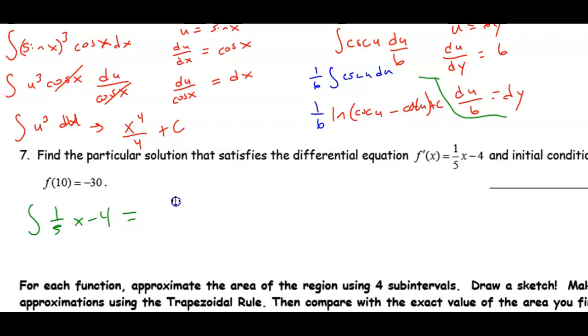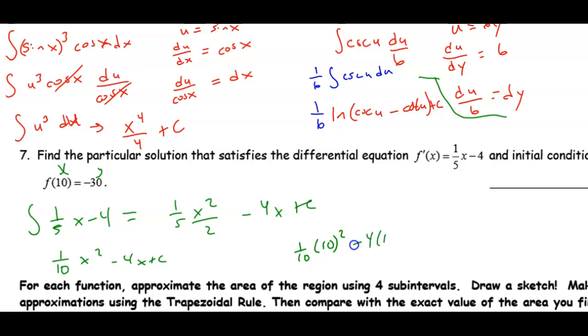So when I integrate that, that gives me 1/5 x squared divided by 2 minus 4x plus c, which we can definitely simplify to be, I guess, 1/10 x squared minus 4x plus c. And now I'm going to evaluate it where this is my x and this is my y. So I'm going to go 1/10 times 10 squared minus 4 times 10 plus c equals -30.